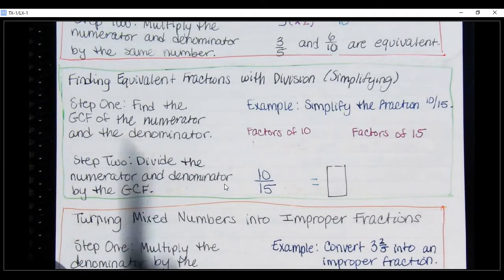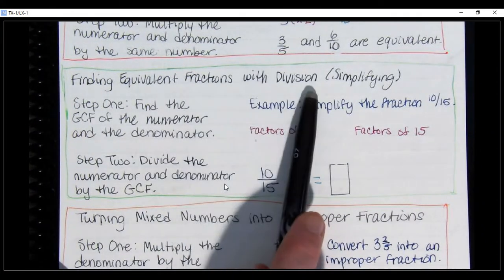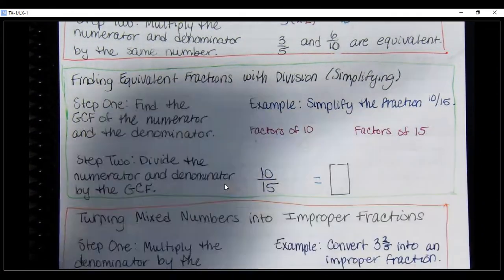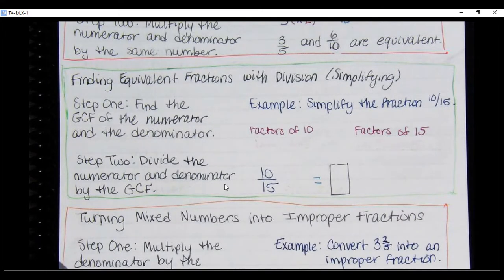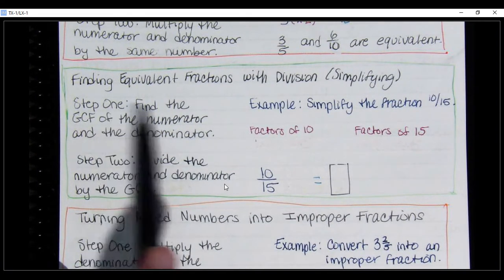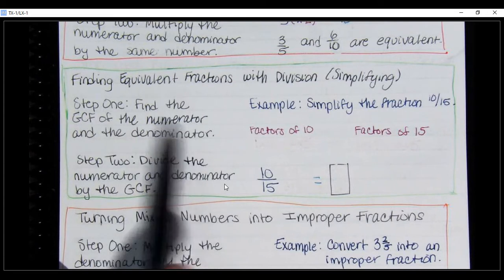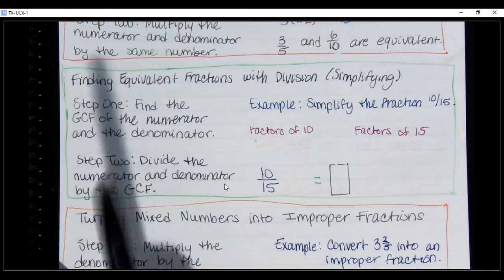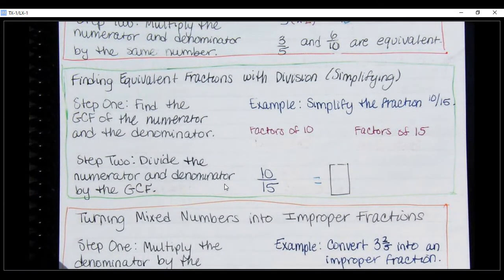Now we're going to find equivalent fractions with division. This is also known as simplifying. This is probably one of the most useful skills that you're going to need when talking about fractions. You're always going to want to simplify no matter what operation you're doing. So step 1, find the GCF of the numerator and the denominator. If you recall, GCF is the greatest common factor. See how everything comes back into play?